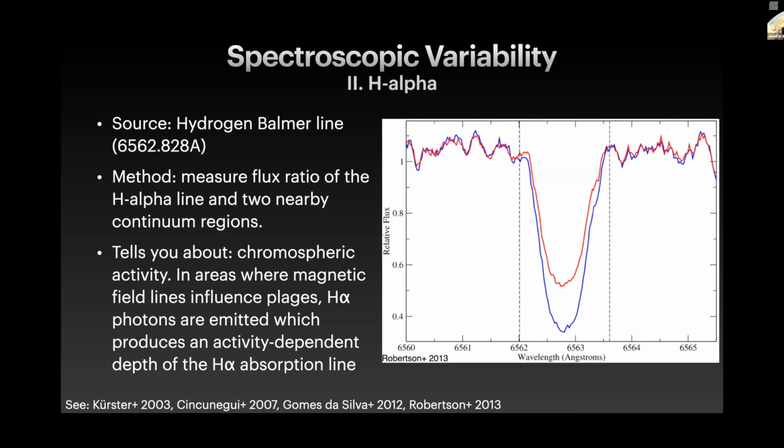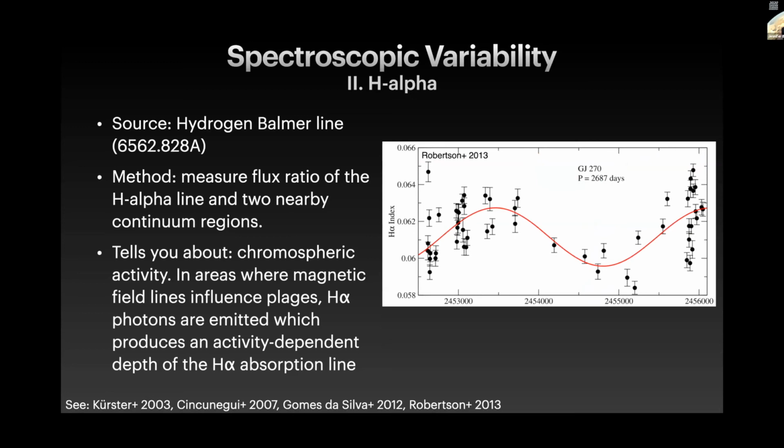And this is the star in states of high activity shown in red and low activity shown in blue. And so once again, you can see that the higher activity times correspond to filling in. The core of the line starts to fill in and be shallower than during low activity. Now, by extracting that indicator from the time series RV data, you can again look for evidence of sinusoidal variations that suggest the presence of spots or plages rotating on and off the star's face, and those are pretty clearly evident in this case of Gliese 270.